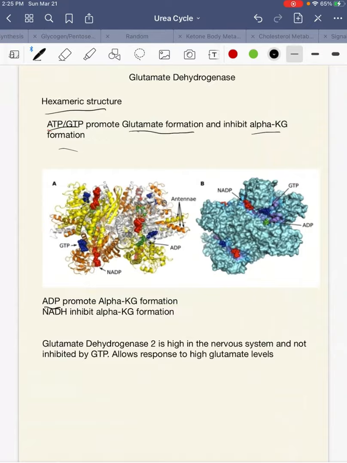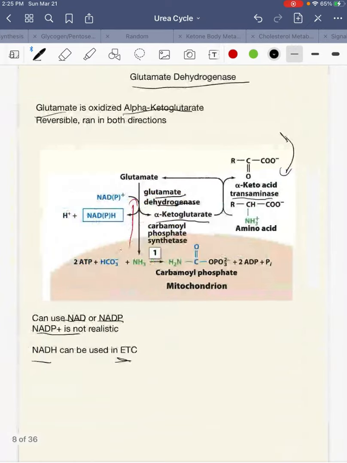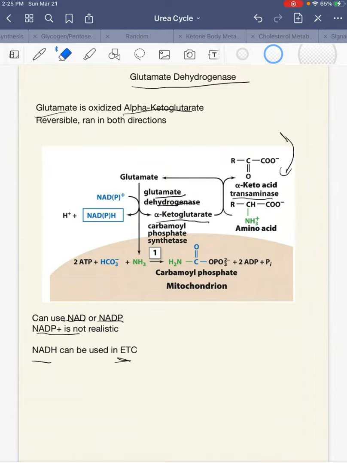And then ADP does the opposite. It will promote alpha-ketoglutarate formation because we're driving it in this direction. Okay. If you want to think about it in terms of Le Chatelier's principle, if this increases, it will shift the reaction in this direction, and then this will shift the reaction in this direction.